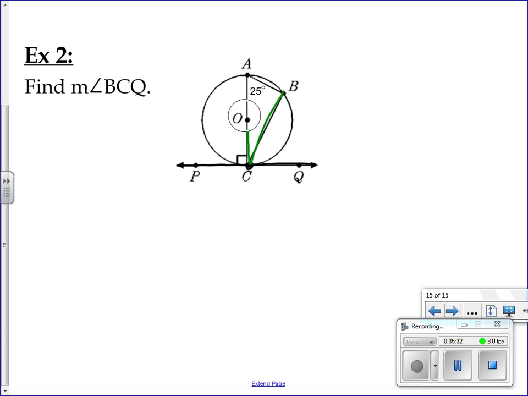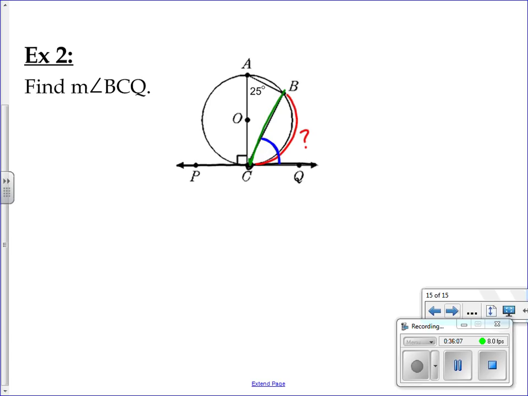So the goal is to find angle BCQ. So let me highlight that in blue. Okay, BCQ. So I'm really only concerned with this angle here. And it's a good idea to figure out, okay, where's the arc that goes with that angle? So I just need to figure out this arc. If I can figure out that arc, then I can definitely figure out our missing angle in blue. So right now I just need to ask myself, okay, how can I find that missing arc?